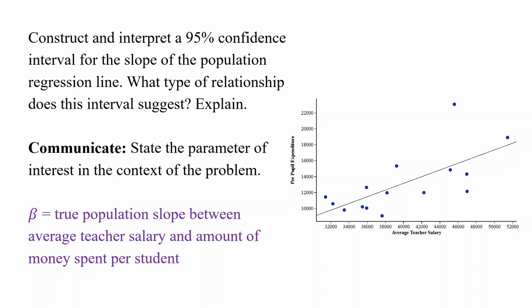And it represents the true population slope between the average teacher's salary and the amount of money spent per student. That's why I have that scatter plot there again, so you can see we're looking for the true population slope between average teacher salary and the amount of money spent per student. This is also a place where we could find T-star and how it relates to a 95% confidence interval. But here in this part, I'm just going to put the communicate. I'll save T-star for the calculate piece.